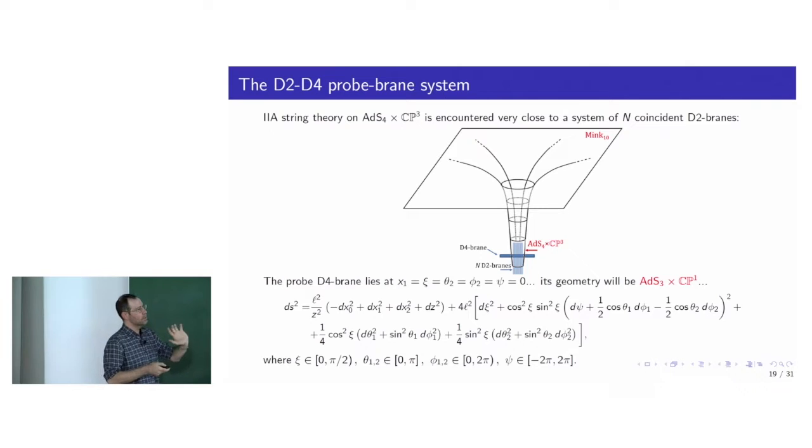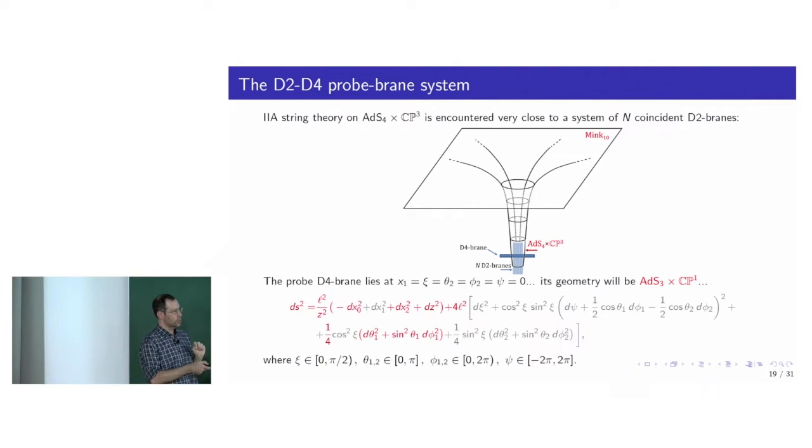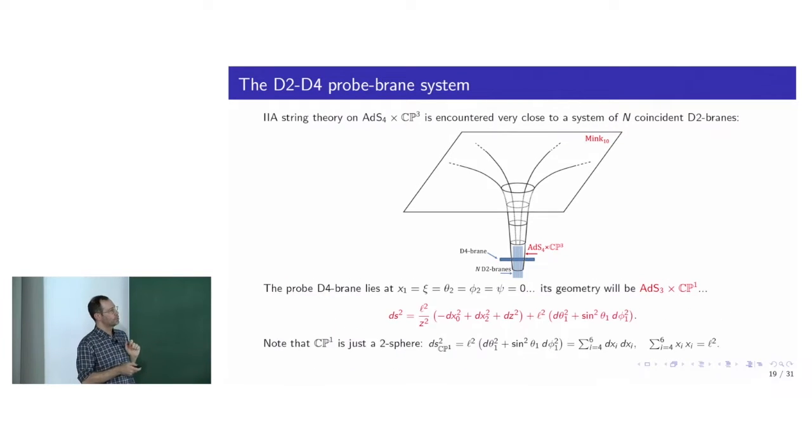One can really very quickly see why the geometry of a probe brane will be AdS3 × CP1. This is the geometry of AdS4 × CP3. One can set these angles in this metric to 0, and immediately these terms cancel, and then what remains is the metric of this. And the same, of course, went through for the D5 brane, but this is a sketch of the formal DBI proof of this geometry. And I have to say that CP1 is nothing but a two-sphere, again.